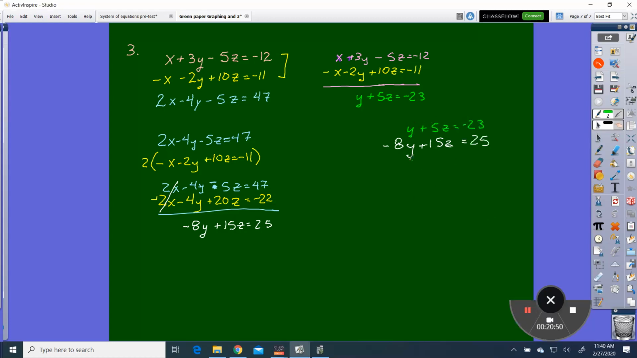Now I see that my y's won't go away and my z's won't go away. So I am going to multiply all of this by either 8 or by negative 3. So I choose negative 3. It's a smaller number to multiply by. So I get negative 3y minus 15z and a positive 69.